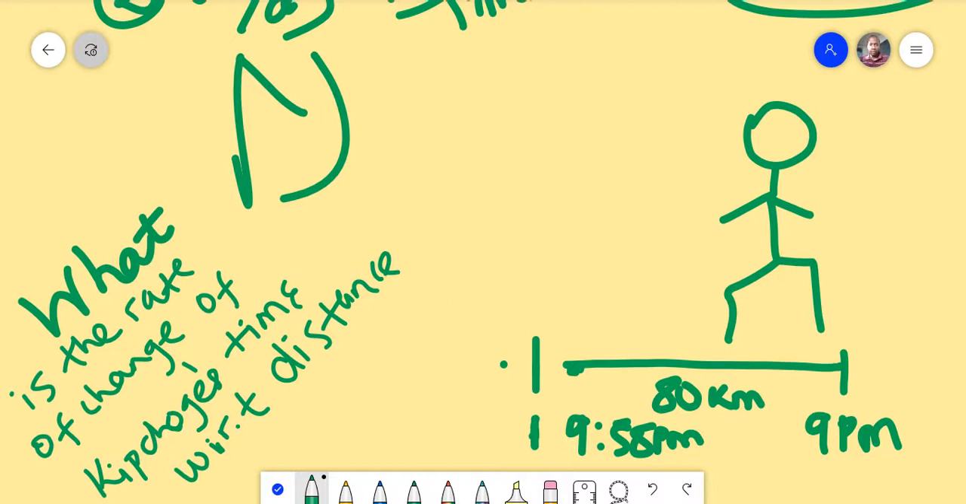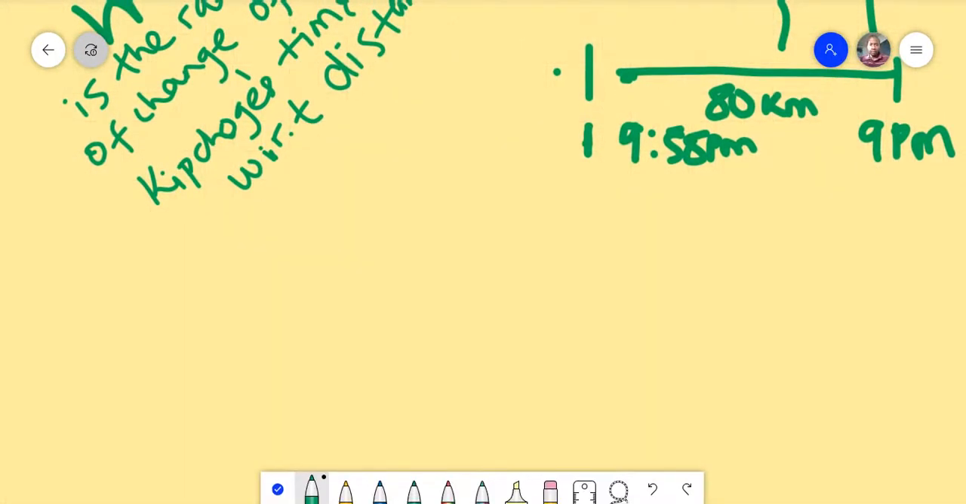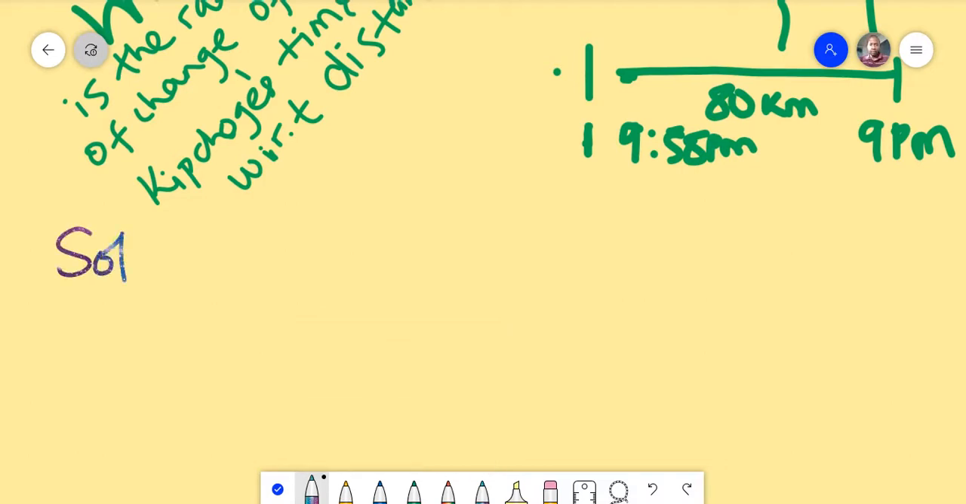So have you gotten the solution? Let's come to the solution. Now I think I'll just have to use a different pen. So solution. So what is our solution? So you're told the distance.